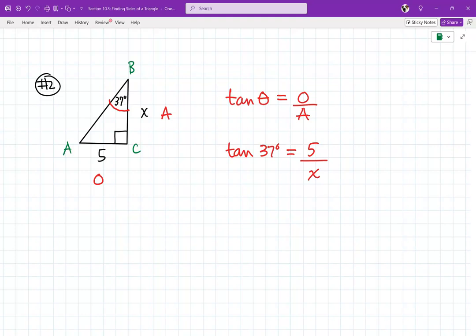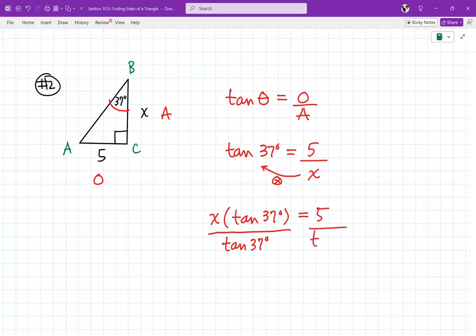I want to get it so that it just says X equals something. Whenever the variable is on the bottom part of a denominator, it makes us work a little bit more. We're going to get that X and multiply it over to the left side. So it looks like this: X times tangent of 37 degrees equals 5. Now I want to get X by itself. Some people like to figure out what tangent of 37 degrees is and write it out. I don't like to do that. I'm going to keep it as tangent of 37 degrees, and I'm going to divide both sides by it.